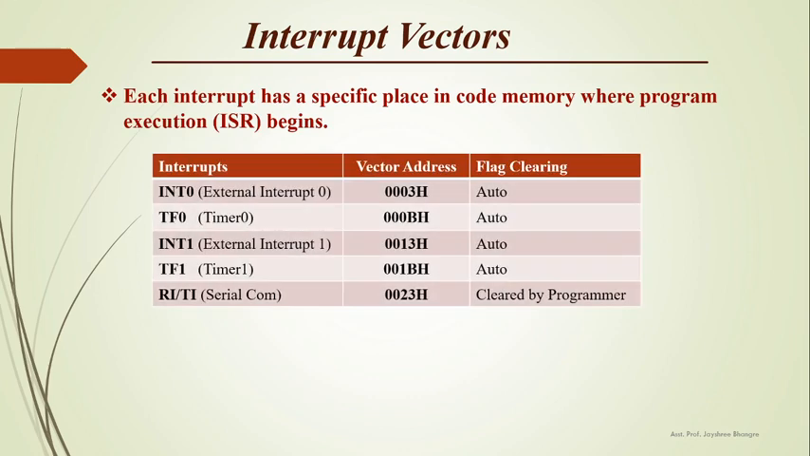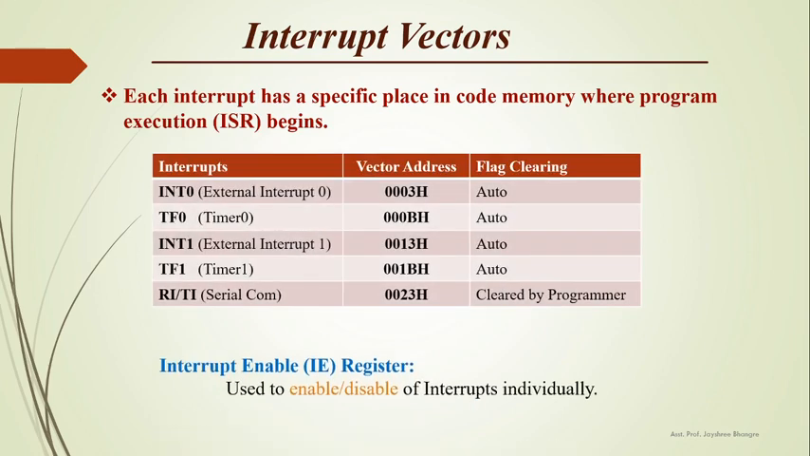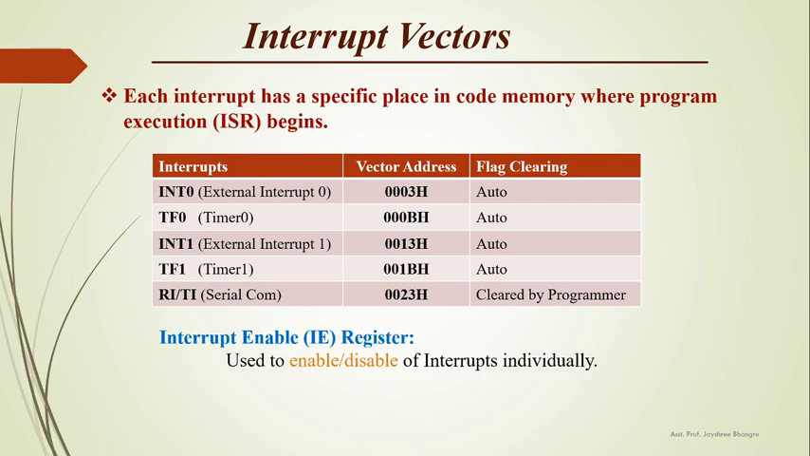So each interrupt has a specific place in a code memory where program execution or ISR begins. So these are nothing but the vector addresses for the interrupts. So int 0 has vector address that is 0003H. TF0 that is the flag for timer 0 has a vector address 000BH. For int 1 vector address is 0013H. TF1 that is timer 1 vector address is 001BH.